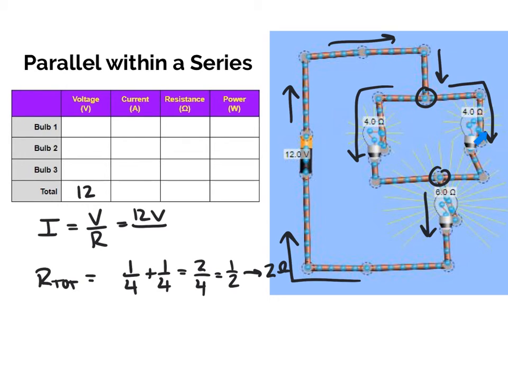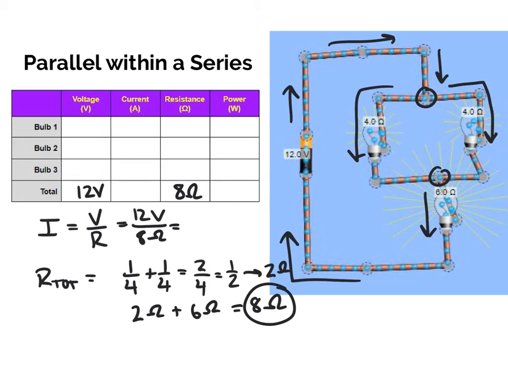But these two that are in parallel are in series with this third bulb that has 6 ohms. So what I'm going to do is take that 2 ohms and add it to that third bulb, which is 6 ohms, and that's going to give me an overall resistance that totals up to 8. So my resistance here is going to be 8 ohms. Now, based upon that, we can find the current produced in the circuit by taking 12 volts divided by 8 ohms, which would give me 1.5 amps. So that is my total current.